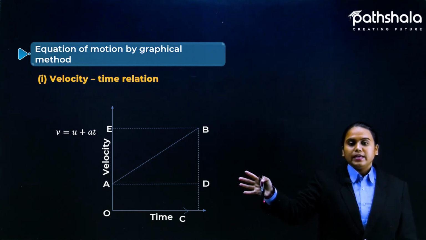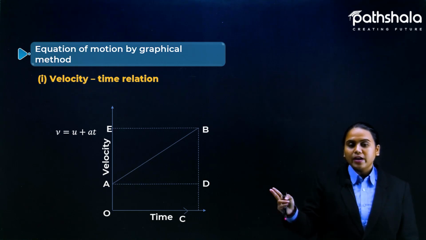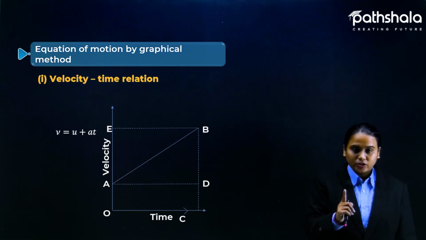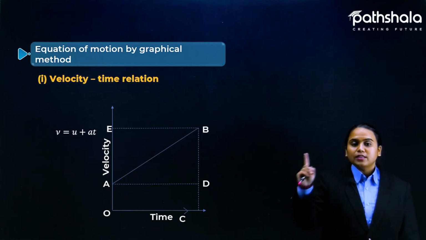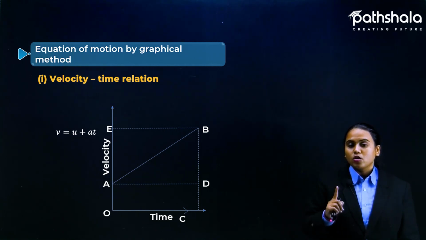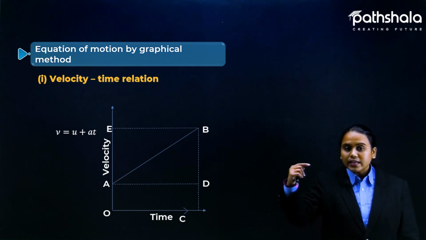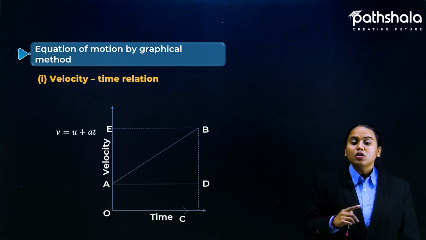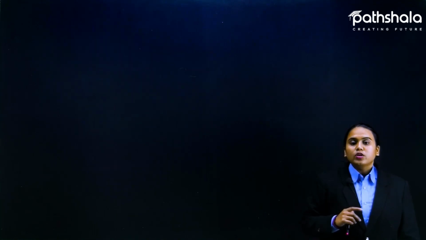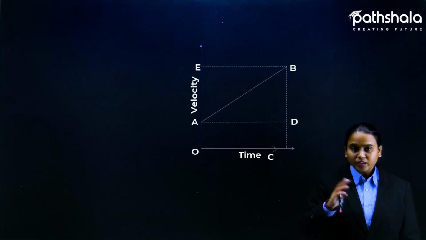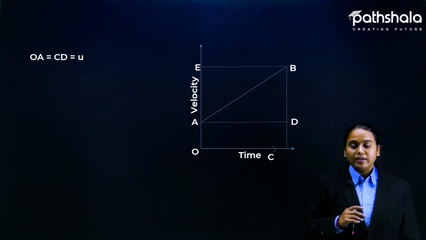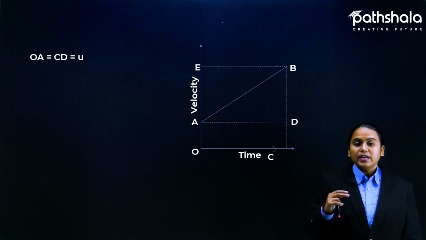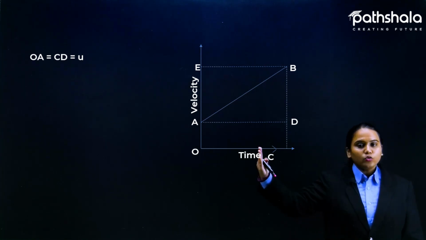But firstly consider this velocity-time graph, and you know that the velocity-time graph gives you acceleration. Yes, that is why in this equation you have the acceleration part also. And remember that change in velocity divided by time gives you acceleration. So here we have a relation that in this diagram OA is equal to CD, so CD is parallel to OA.